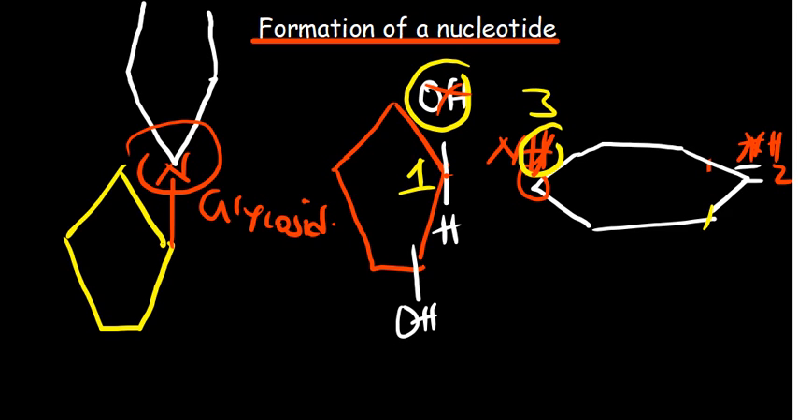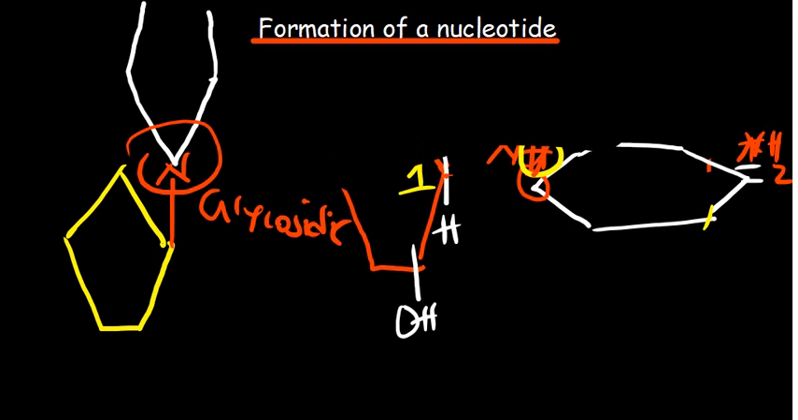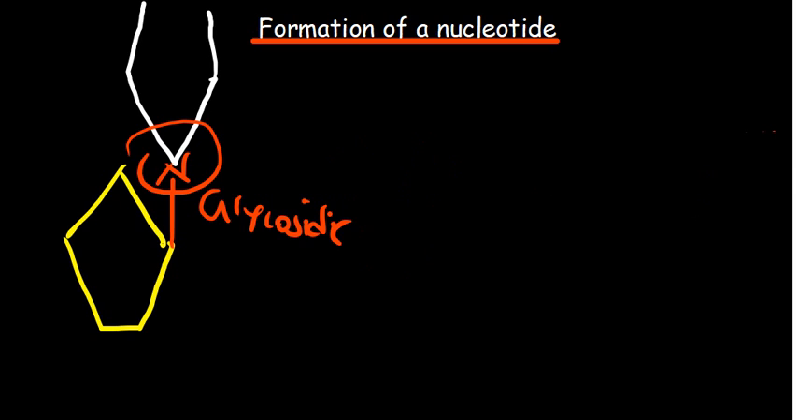So that occurs in a process called condensation reaction due to a loss of what? Due to loss of water. Okay, so after this connection has occurred, this structure is called a nucleoside. It's not called a nucleotide, it's called a nucleoside. So a nucleoside is a combination of the pentose sugar with what? With a nitrogenous base.